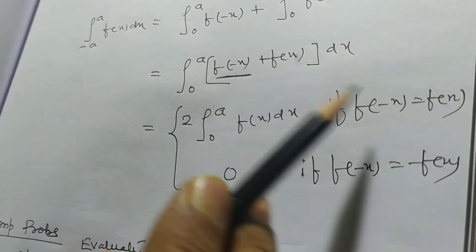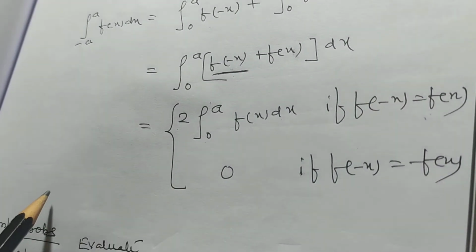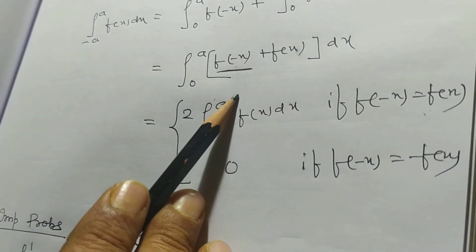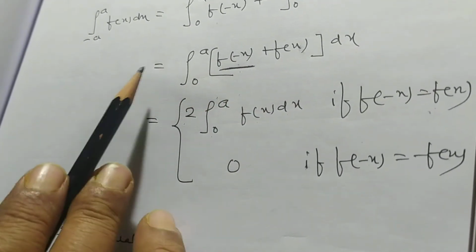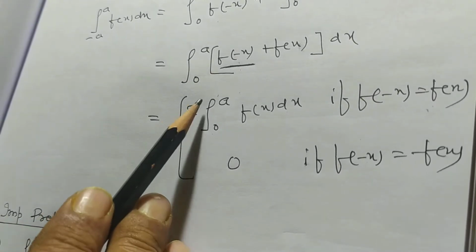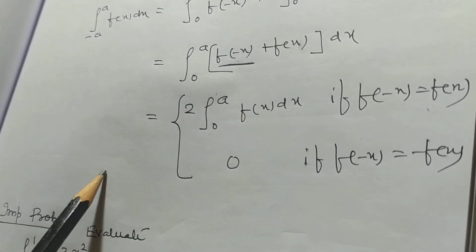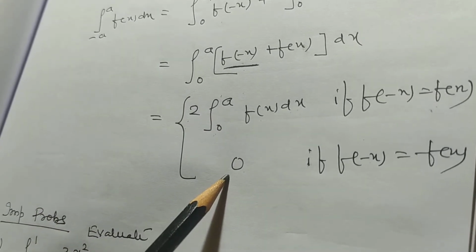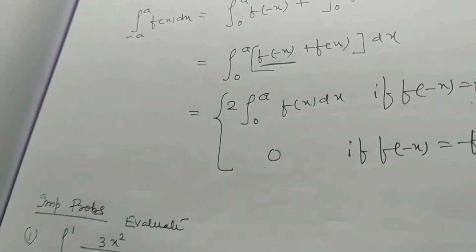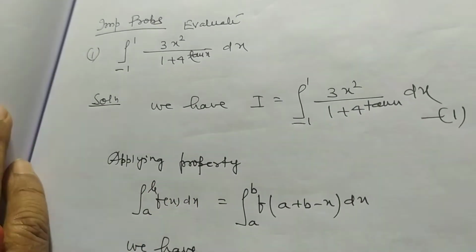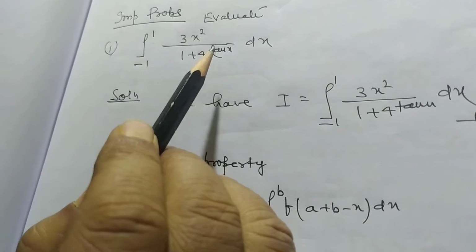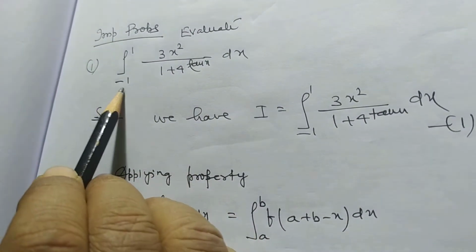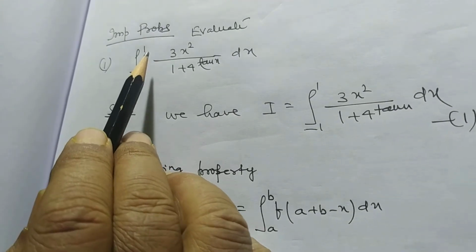If f(minus x) is equal to f(x), then it is even function. If f(minus x) is equal to minus f(x), then it is odd function. So, when f(x) is even, then its value will be twice integral from 0 to a of f(x) dx. If f(x) is odd, then its value is 0. So, my dear student, it is a very, very important property for multiple types of questions and for questions of 2 marks also.